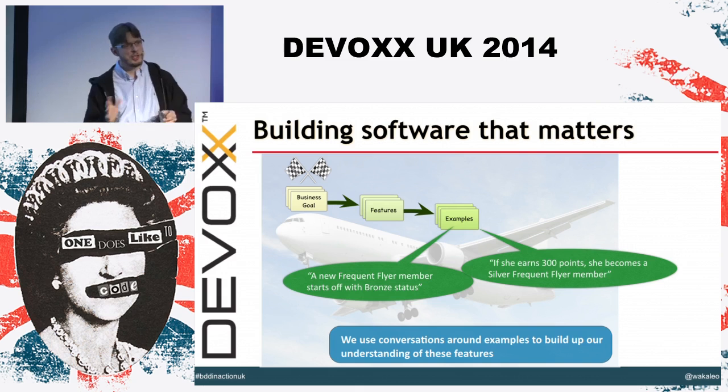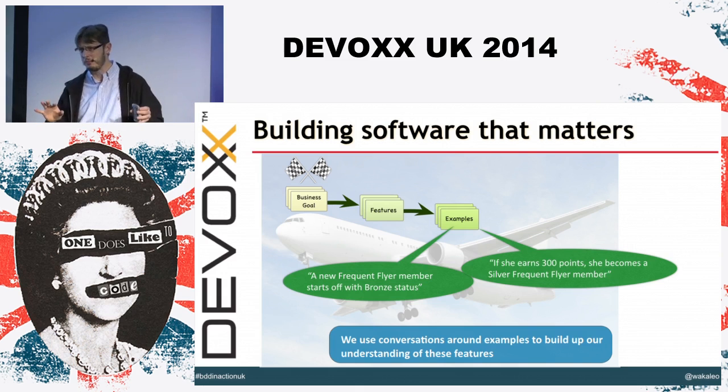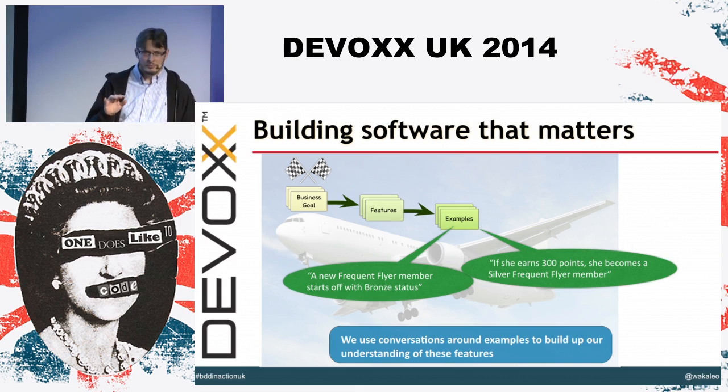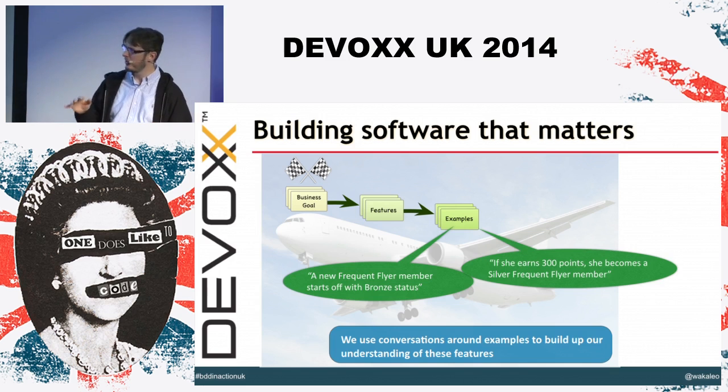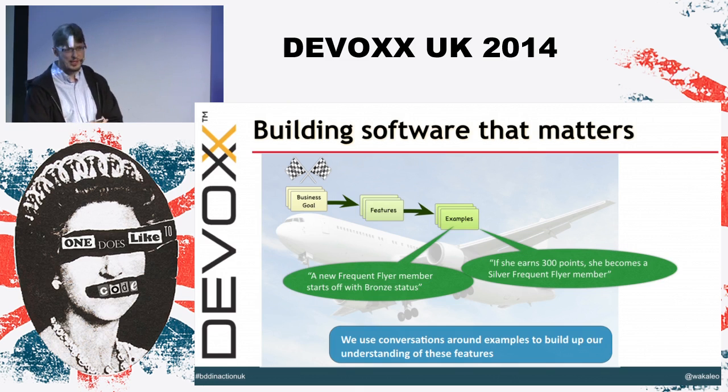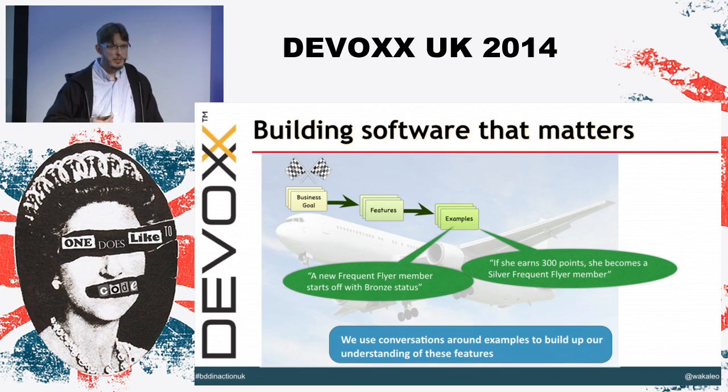And the conversations in a behaviour-driven development context are all about examples. They're built around examples. Because as humans, we work better with concrete examples, it turns out, than with more abstract propositions or theories or ideas or concepts. It's much easier to relate to if I give you a phrase like, a new frequent flyer starts off with a bronze status. You might come back with, but what if marketing proposes a special deal where they can start off with silver?